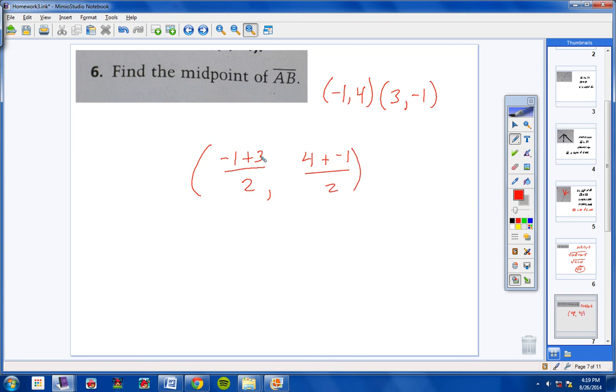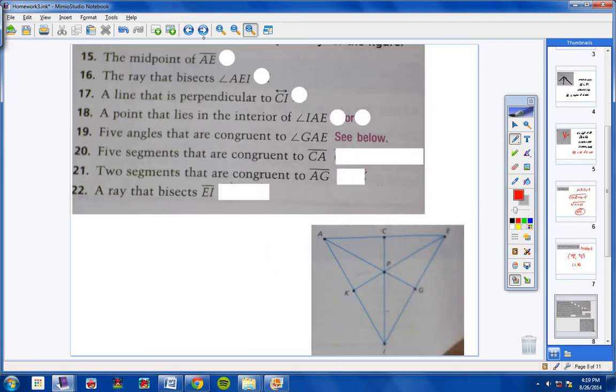-1 plus 3 would be 2. 2 over 2 is 1. And then 4 plus -1 is 3. And 3 over 2 would be 3 halves. Or you're welcome to put 1 and 1/2. Or you're welcome to put 1.5. I'm not sure why I put a 5 there, but let's fix that real quick. 3 halves. Okay, so there's the midpoint. Not too bad. Okay, moving on to numbers 15 through 22.